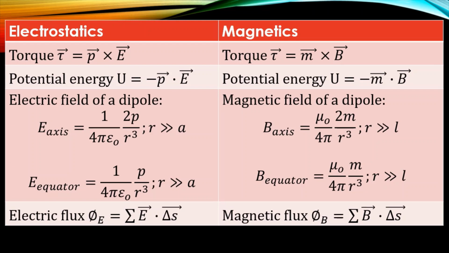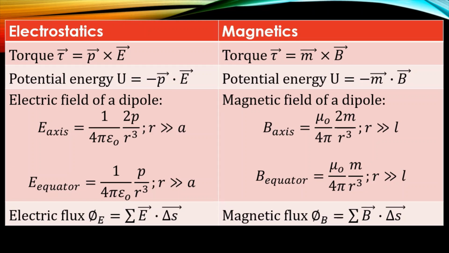In fact, we are going to start our next lecture from this concept only, that is, torque acting on a magnetic dipole kept in a uniform magnetic field, and from that we are going to derive the equation for potential energy of a dipole, the potential energy of the magnetic dipole.